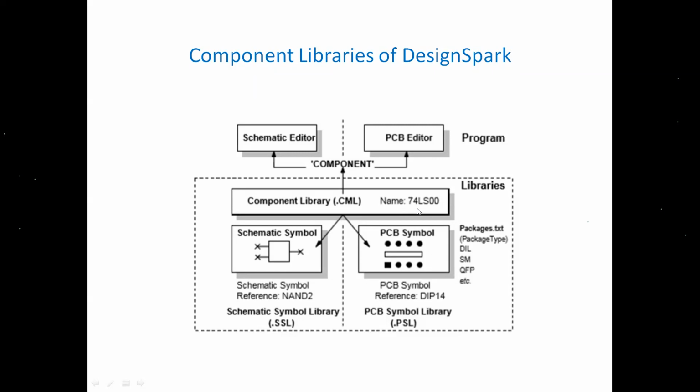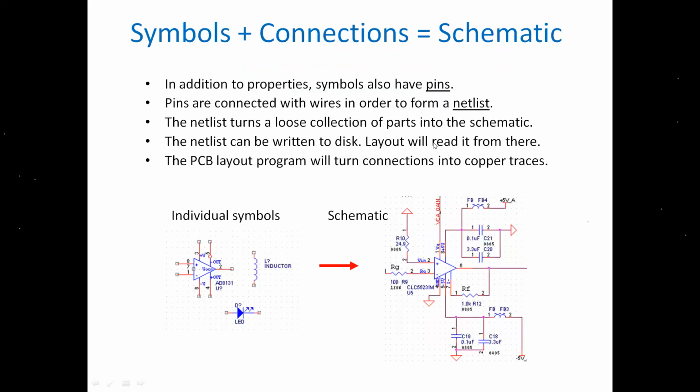So for example, 74LS00 is one of the components. This component has two kinds of information, logical and physical, under the same number. This can be accessed by the schematic editor as well as the PCB editor. You can see the individual symbol presented here. This is inserted directly from the library, and we can make the connections between the components like this. This is called the schematic of the circuit, and it can be done in the schematic editor.